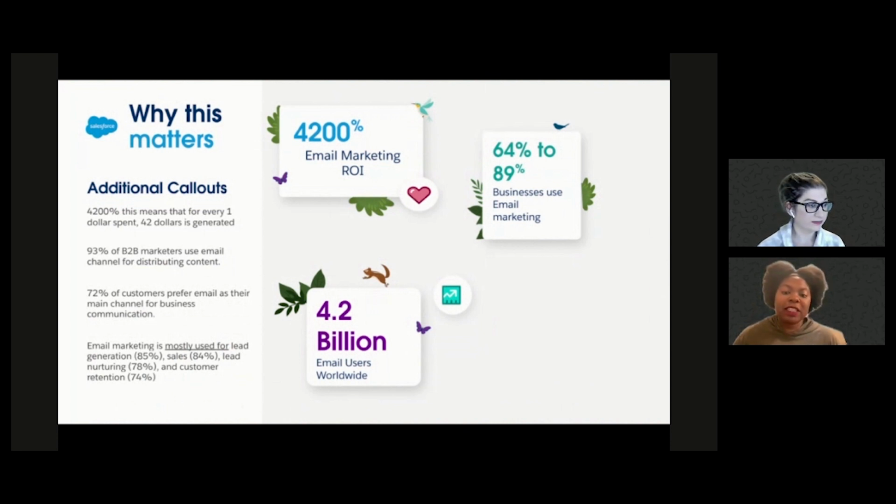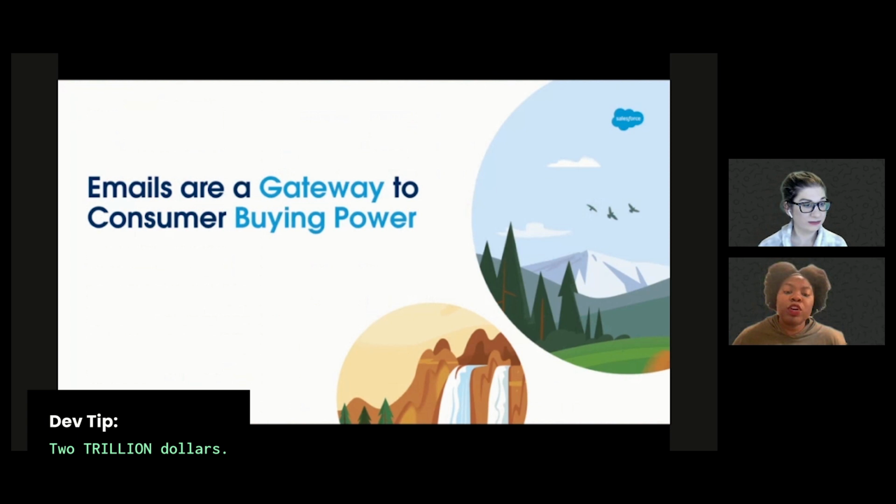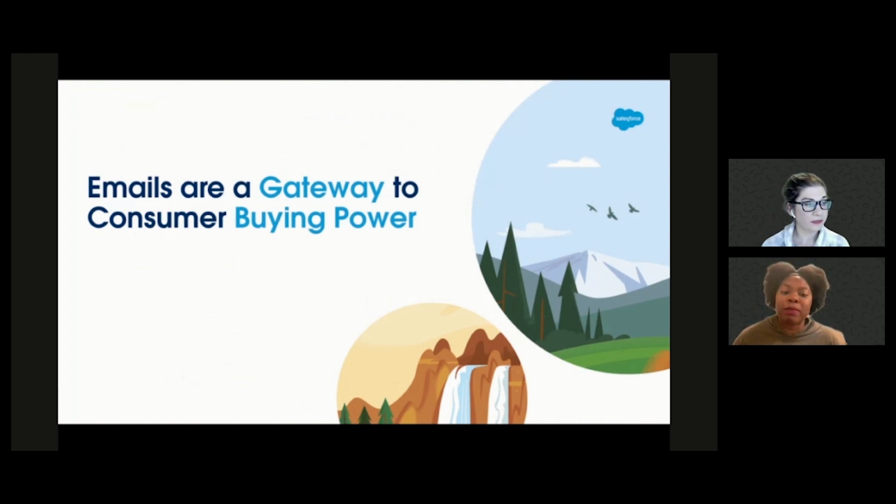Why do we have to fix this? Because emails are a gateway to consumer buying power, with a potential loss of $2 trillion a year because we are unable to communicate with our visually impaired community. Their spending dollars matter too. It's not just those who have visual and auditory abilities, it's everyone. And when we see their problems as our problems, we will start to make change.